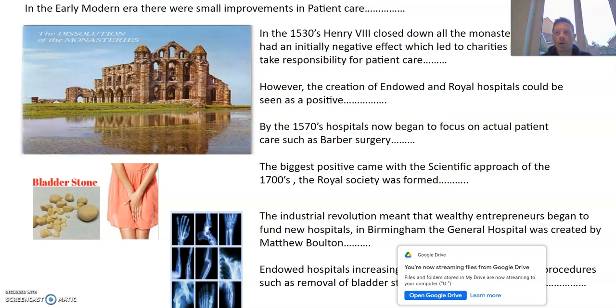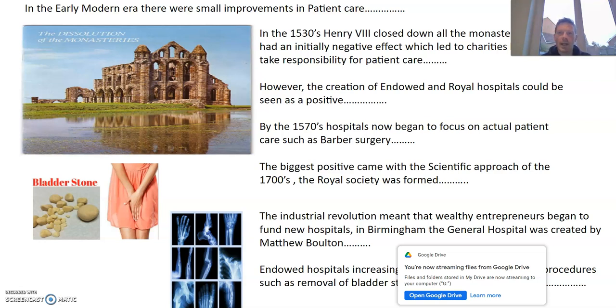However, the positive that comes out of it is that the removal of the church from patient care means that whoever controls patient care can actually bring in new scientific ideas. So what we start to see in the early modern era is a scientific approach in endowed hospitals, which basically means funded hospitals. And we're talking about hospitals that are funded by charities, by wealthy people. So they tend to have different names, although some of them stay the same, like St Thomas's is a church hospital, it's also an endowed hospital, and it's now an NHS hospital.